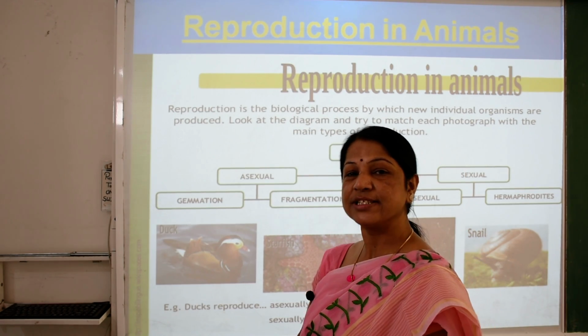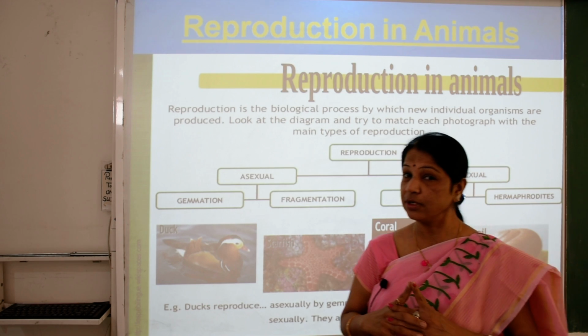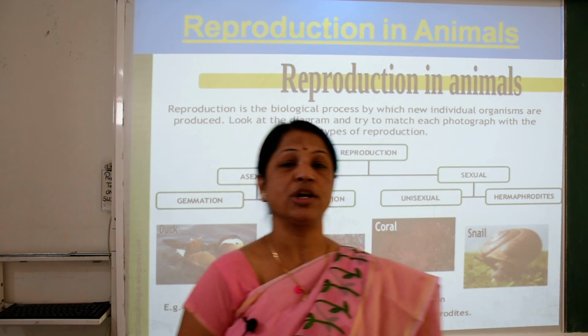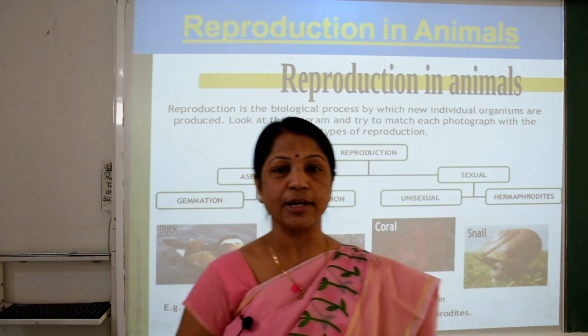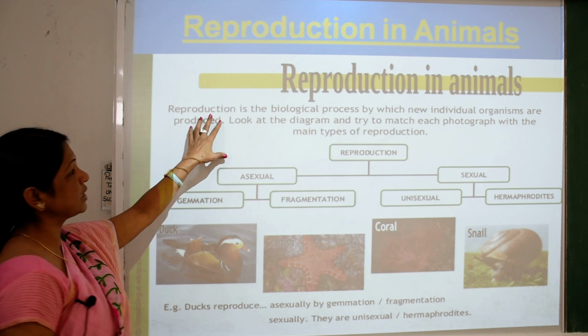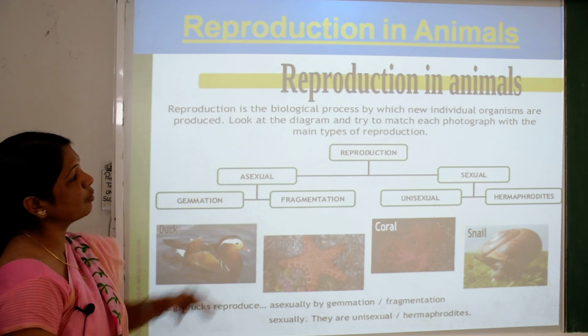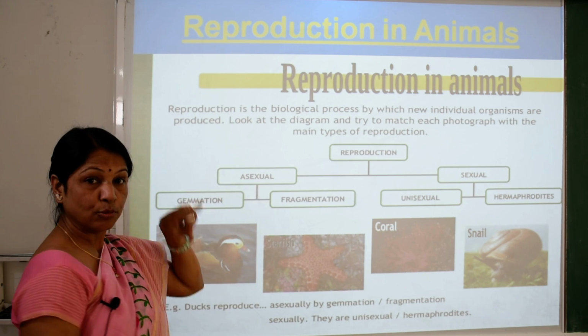Now we see reproduction. What is the specific definition of reproduction? Reproduction is the biological process by which we get a new baby born. Reproduction is the biological process by which new individual organisms are produced.